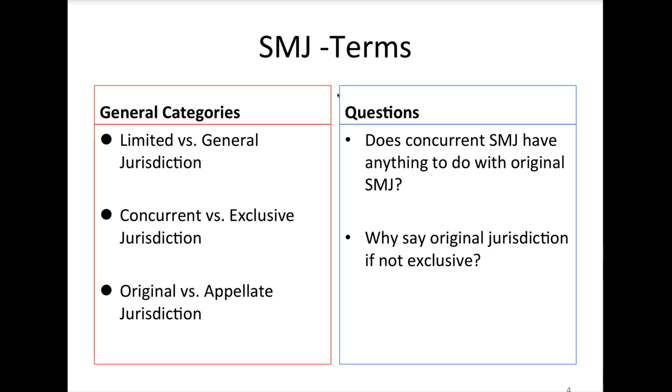Now the last set of clarification terms has to do with original versus appellate jurisdiction. Original jurisdiction, when you see it in a statute or the Constitution, is generally about trial courts. Who is the original court to hear the first case? Appellate jurisdiction means there was a trial, someone lost and now they're trying to appeal to have a higher court decide whether the first trial court got something wrong. So those are all the general categories.